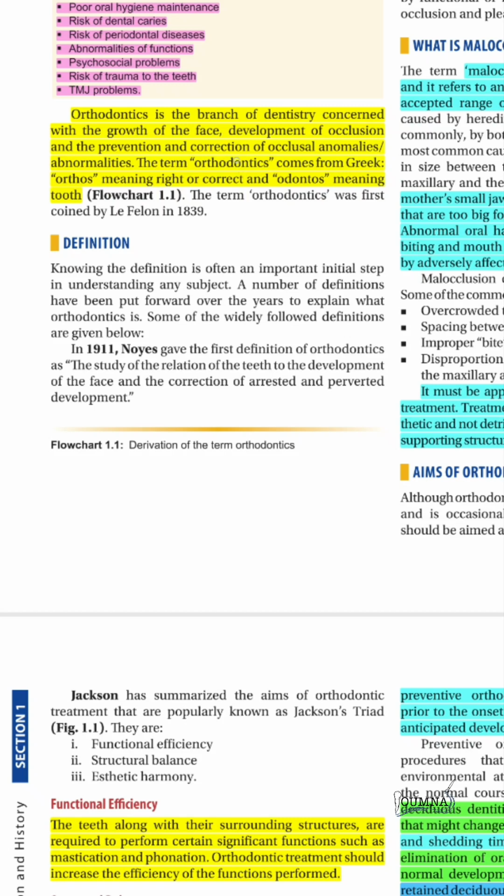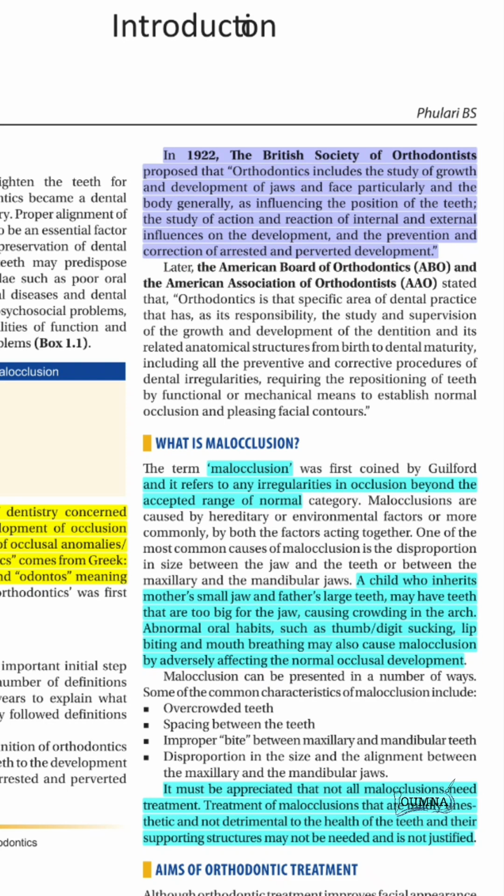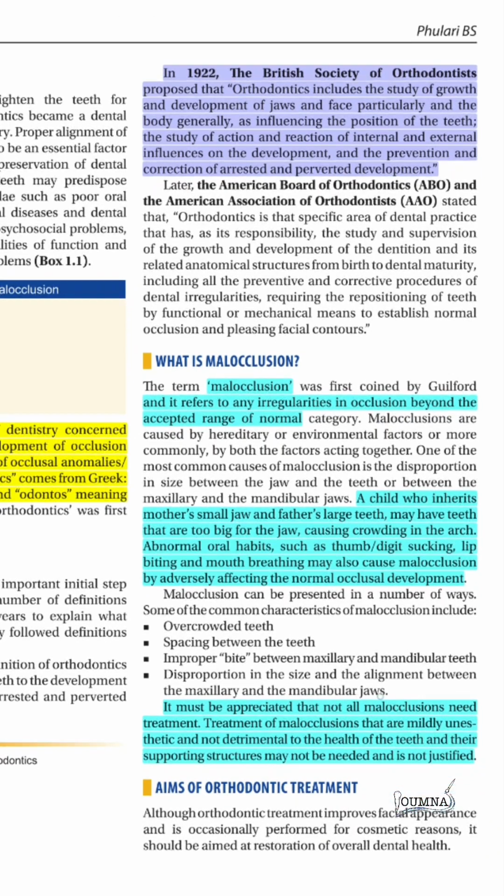Orthodontics is a Greek word that is divided into two syllables: orthos, which means right or correct, and odontos, which means tooth. The British Society of Orthodontics gave a definition that it is the study of growth and development of jaws and face and their influence on the position of the tooth, and the study of any action, whether internal or external, that influences this development.